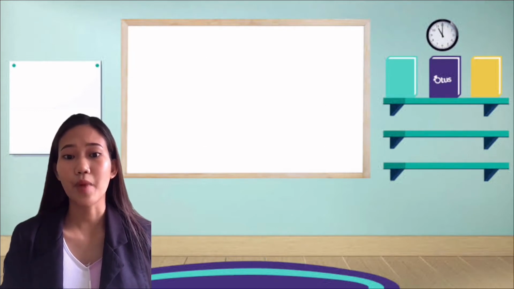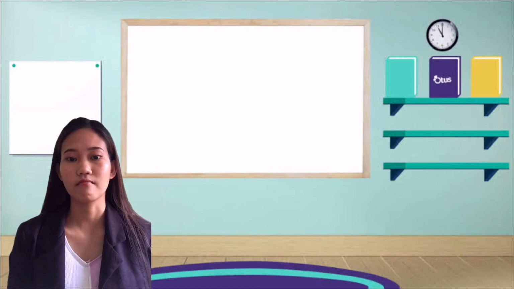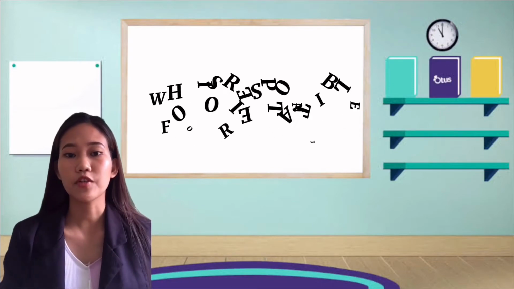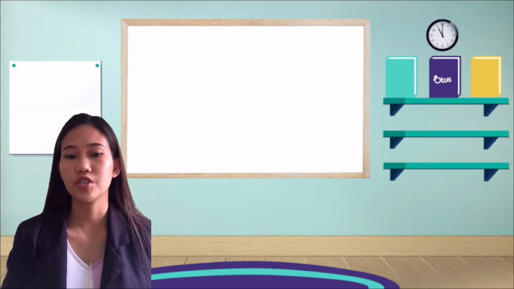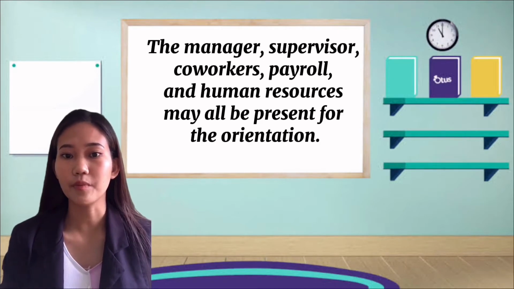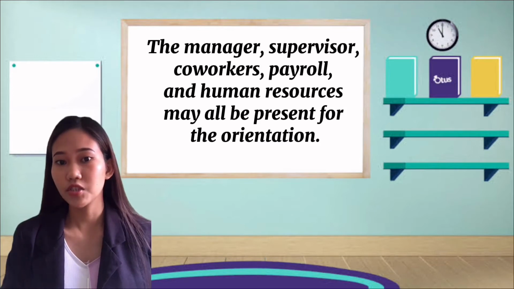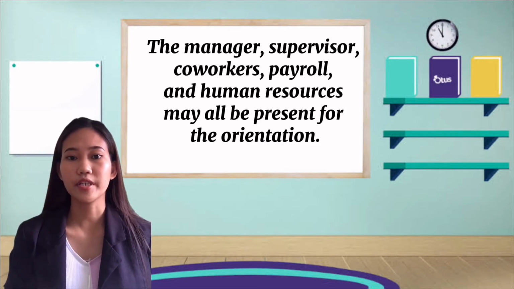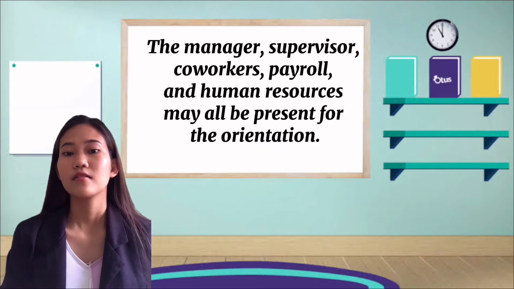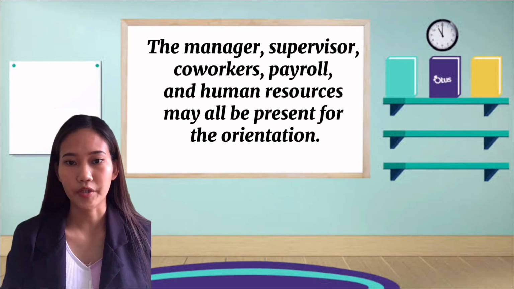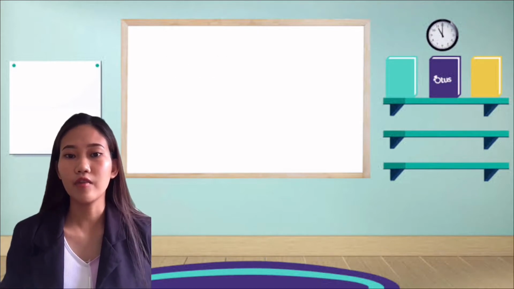So, who is responsible for orientation? The managers are in charge of ensuring that personnel are properly oriented. The manager, supervisor, co-workers, payroll, and human resources may all be present for the orientation. Human resources are in charge of creating and implementing a departmental orientation program. There are four levels of orientation.